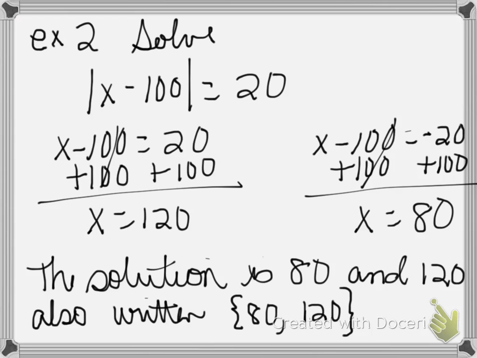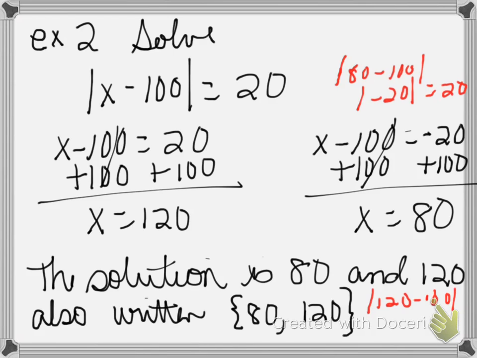Now let me go back and check. If we plugged in 80 right there, we would get the absolute value of 80 minus 100. 80 minus 100 is negative 20. The absolute value of negative 20 is 20. So it checks. Now let's plug in 120. That's the absolute value of 120 minus 100, which is the absolute value of 20, and the absolute value of 20 is 20. So you see that that's why there are two answers.